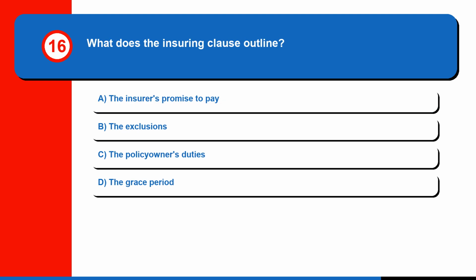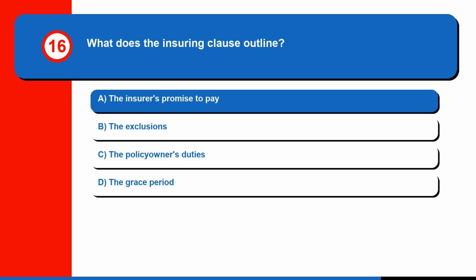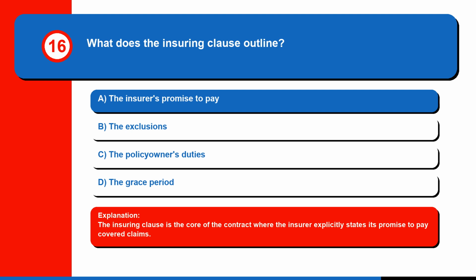Question 16. What does the insuring clause outline? A. The insurer's promise to pay, B. The exclusions, C. The policy owner's duties, or D. The grace period. The correct answer is A, the insurer's promise to pay. The insuring clause is the core of the contract where the insurer explicitly states its promise to pay covered claims.